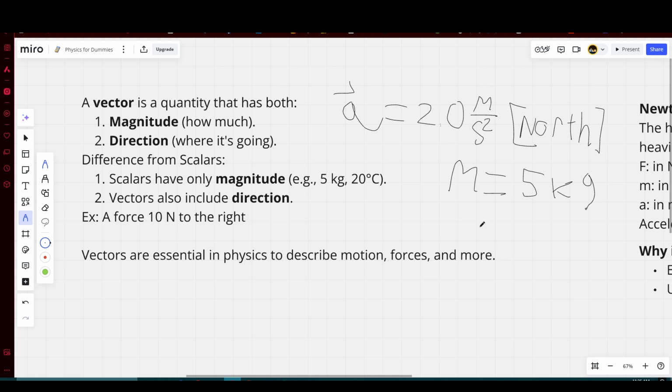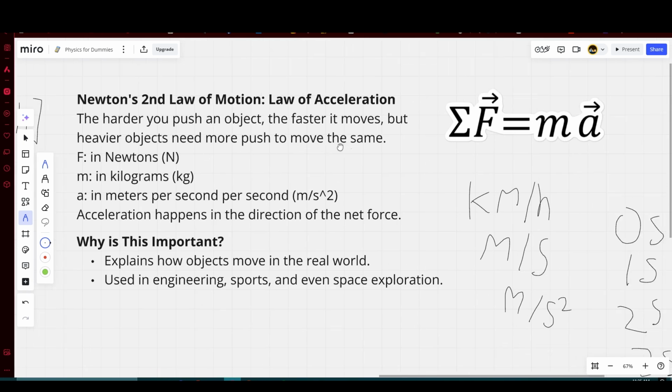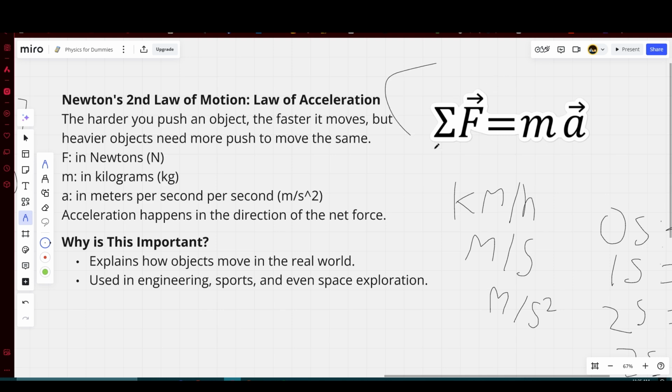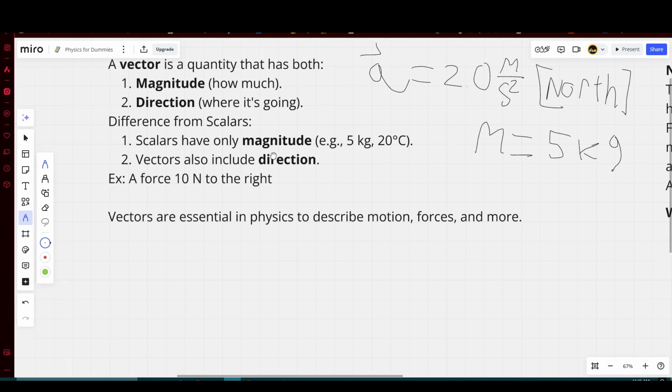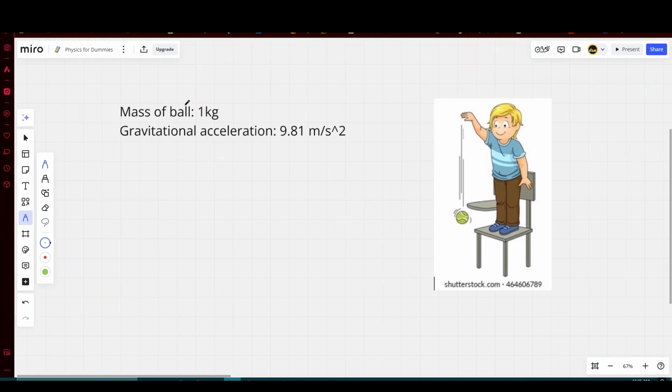Now let's get into an actual example of applying Newton's second law of motion and using this equation. This is one of the most important ones. So over here, we have little Timmy who dropped a ball. Now, the mass of the ball, hypothetically, let's just say it's 1 kilogram, and the gravitational acceleration, this is not hypothetical, by the way, this is what it actually is.